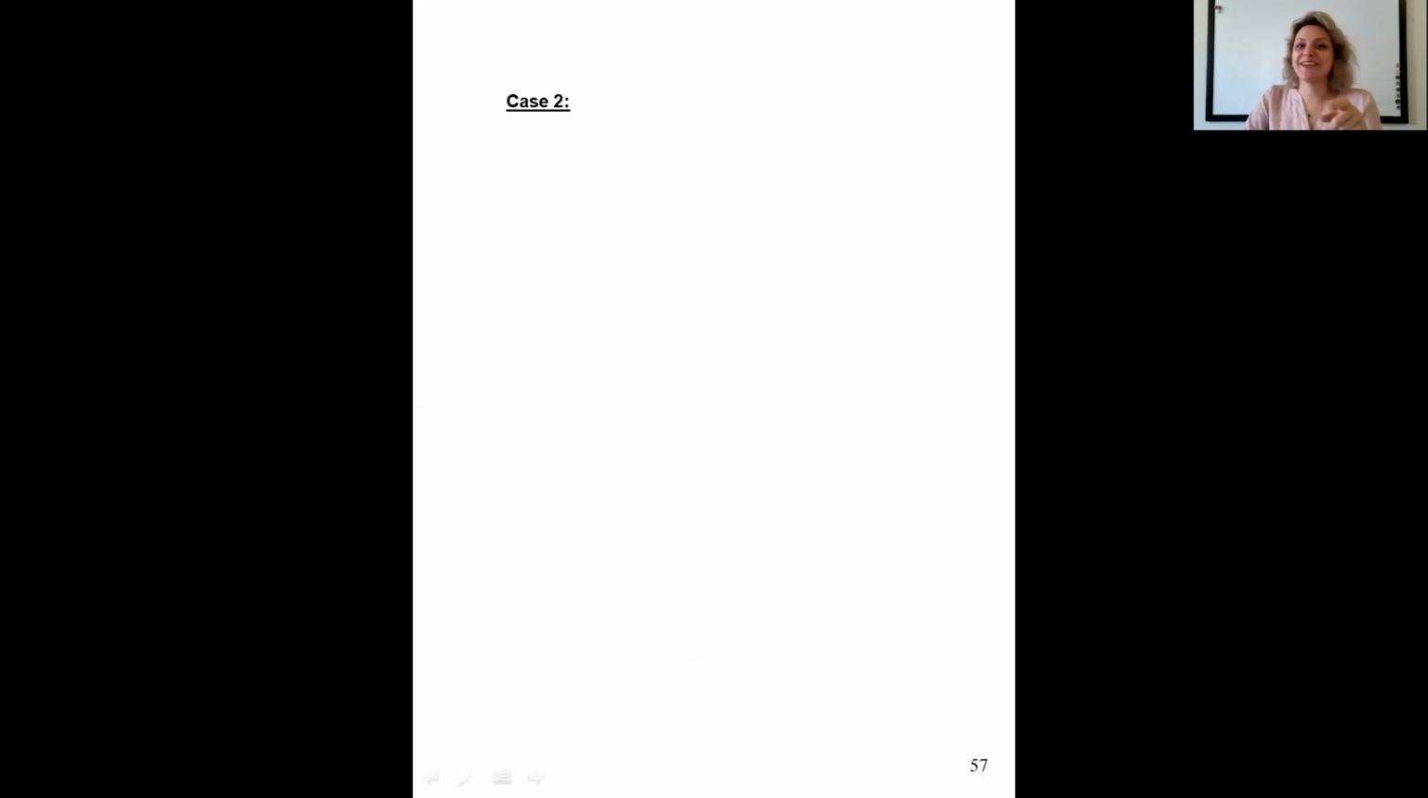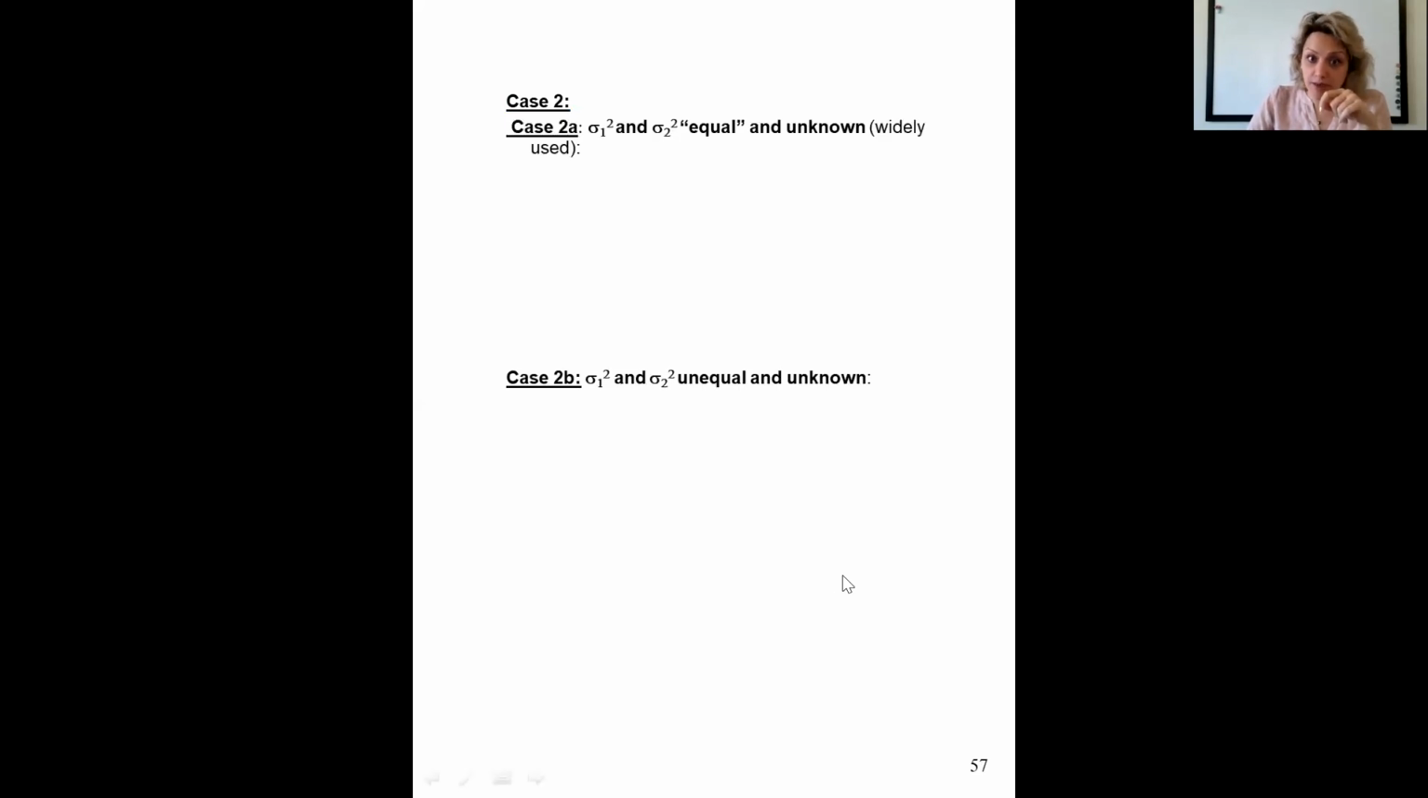For case 2, it's a little different. When we had one sample, we just said, okay, let's use the T table. It was easy. We had one sample and didn't know the sigma of the population, so we would go with the T table. But here, we don't know the sigma of the population, but we can have two different situations. The first is that we don't know the sigmas, but we know that the sigmas of the first population and the second population are close.